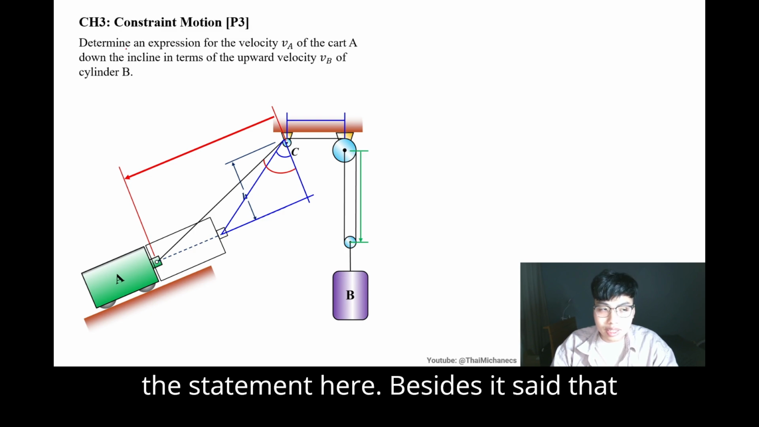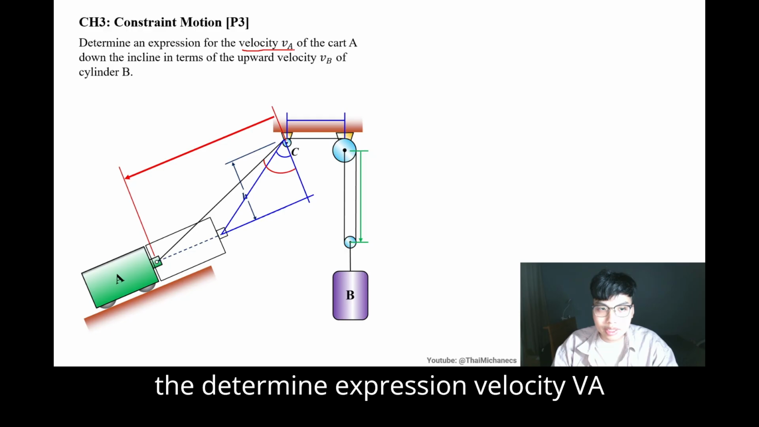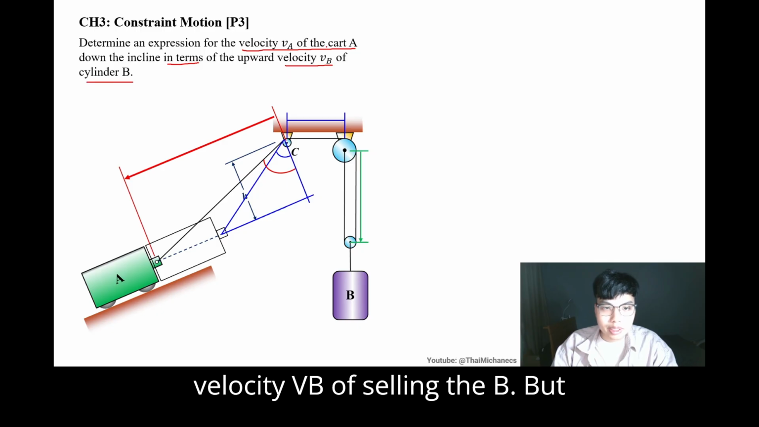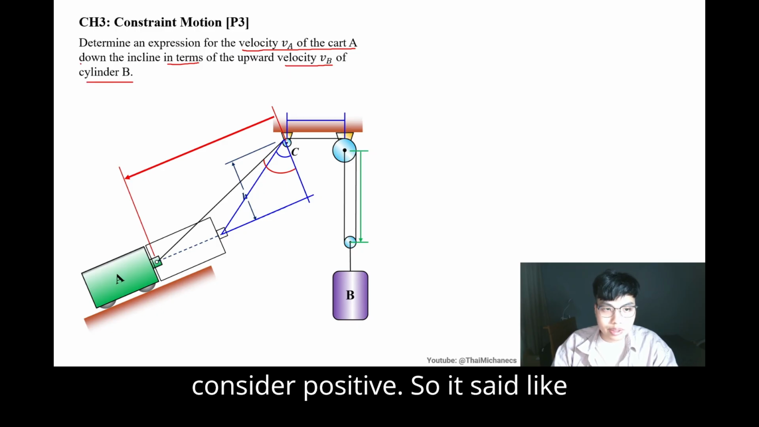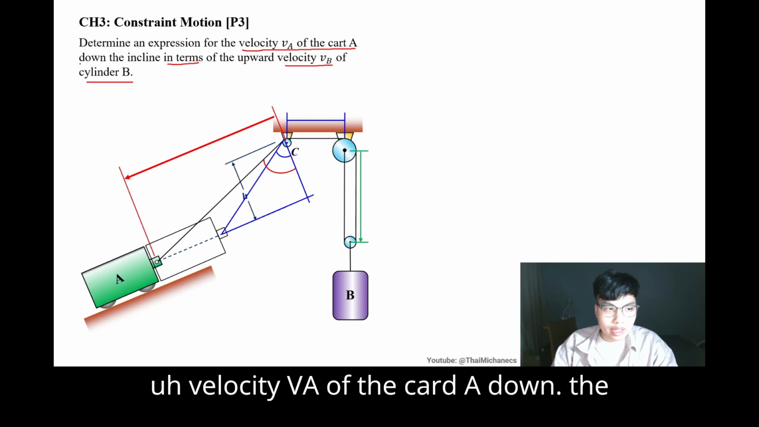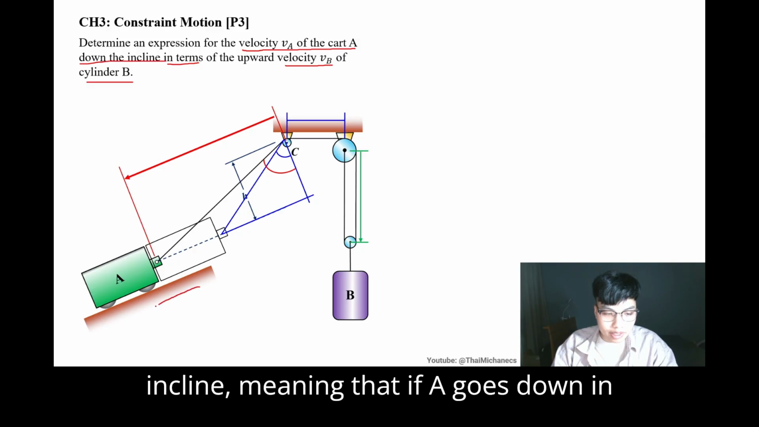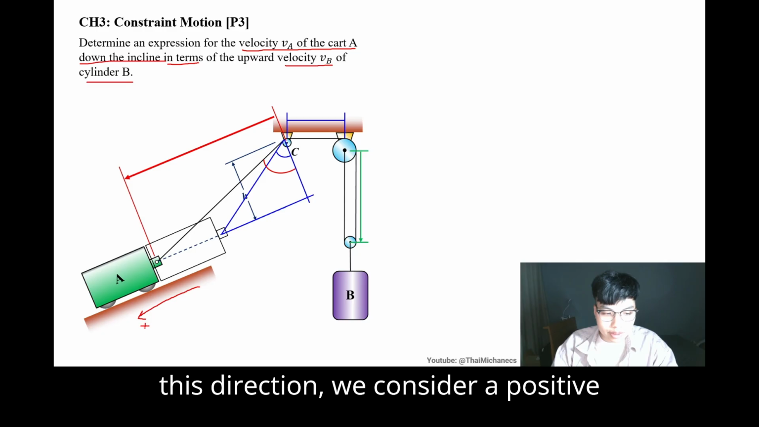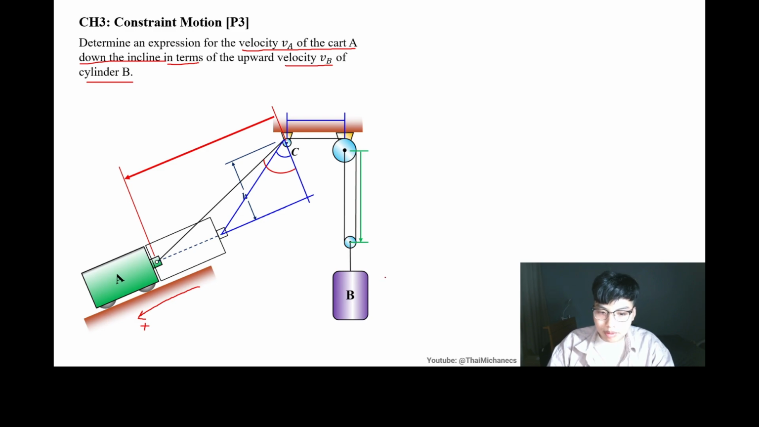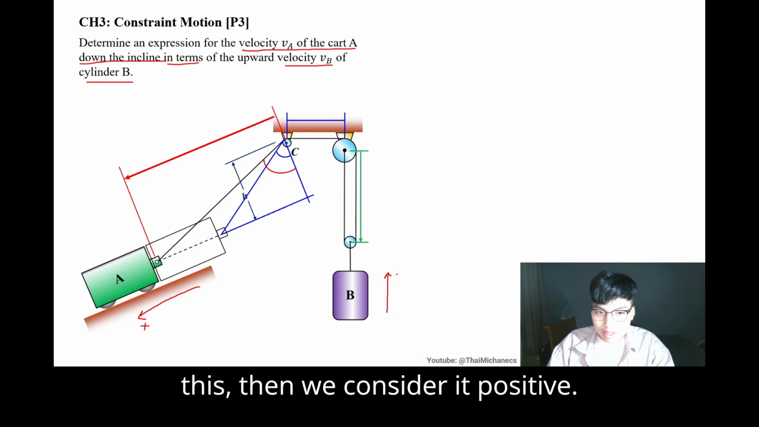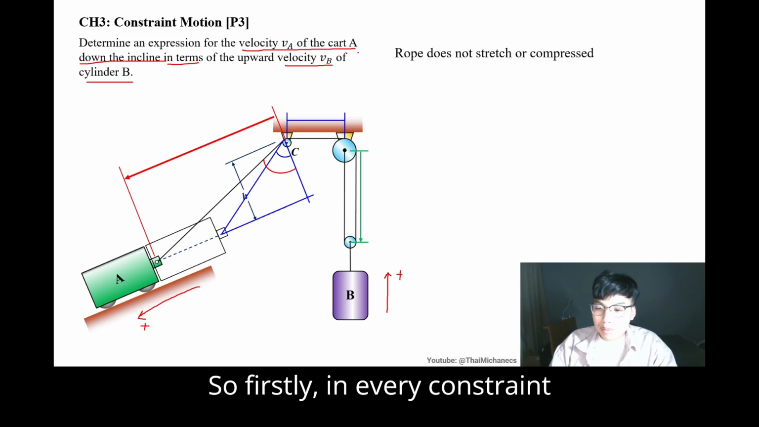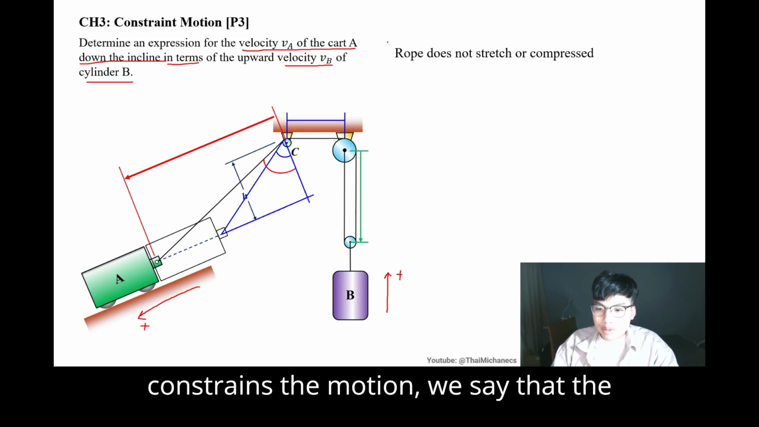Firstly, I would like you to understand the point they try to make in the statement. It says to determine the expression for the velocity VA of the car A in terms of the velocity VB of cylinder B, but they also said the direction that they consider positive. It says velocity VA of the car A down the incline, meaning that if A goes down in this direction, it is considered a positive value. And in terms of the upward velocity VB, meaning that if this cylinder B goes upward like this, we consider it positive.